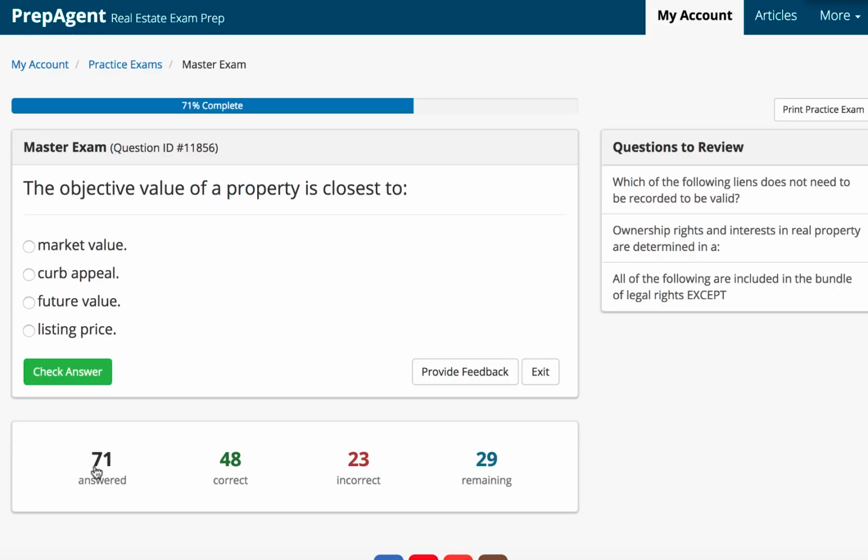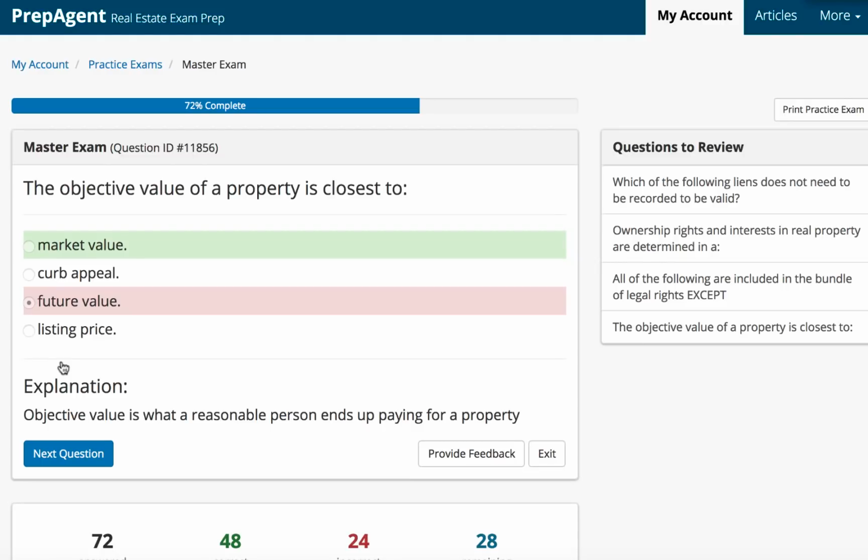The objective value of a property is closest to the market value, curb appeal, future value, or listing price. If I'm just reading this, because I'm not sure what the definition of objective value is, is it the value that they objected it to be? Here, give me the answer, then we'll go over it together. I want you to treat it like I'm not here, like it's your exam. The future value? Probably wrong. Okay, so objective value is basically an opinion of somebody who's just not involved. So it's just like an appraisal. Okay. So objective value is purely an opinion. Yeah, like the appraiser. Okay. So that's why it would be closest to the market value.